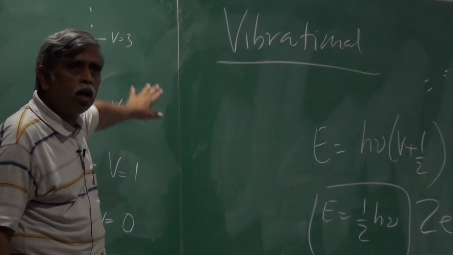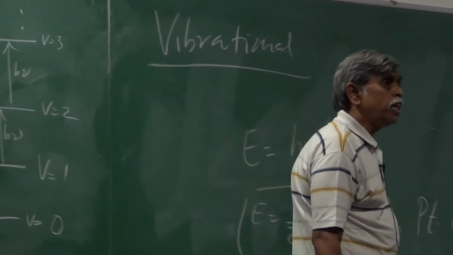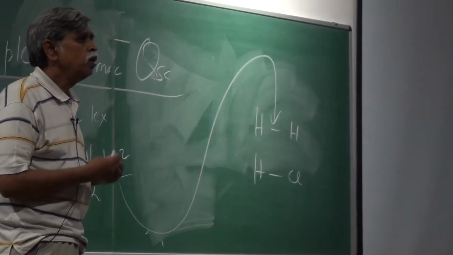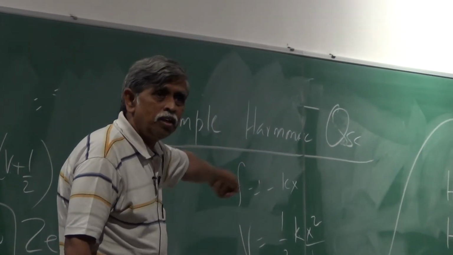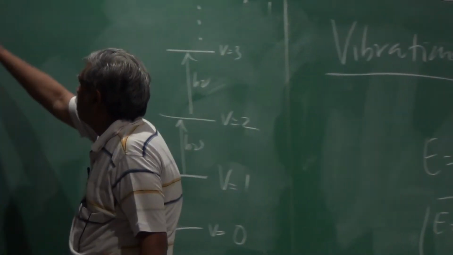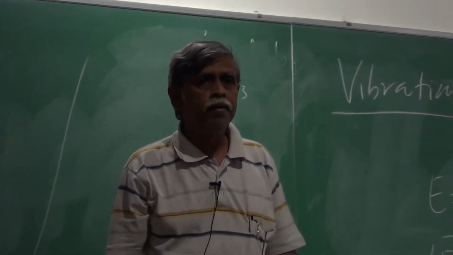The spacings are equal. Now let me do one thing. Let me draw the potential energy diagram for a simple harmonic oscillator. And what do I mean by draw the potential energy diagram? I'm simply going to plot V in that. And what should V look like? Half k x squared.